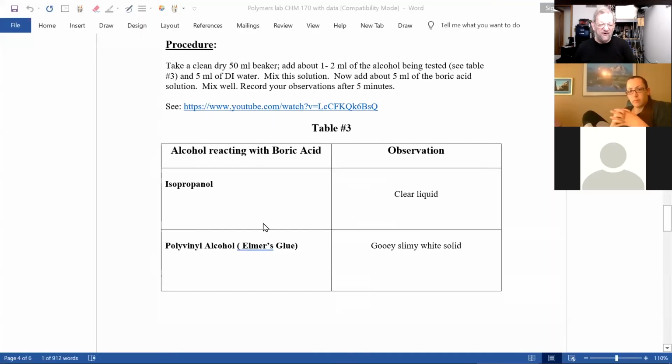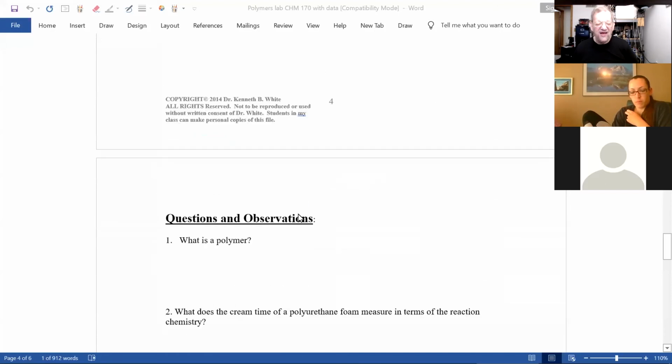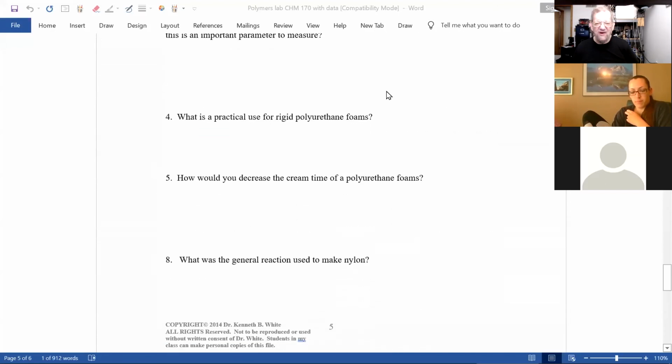And you'd observe, when you reacted the alcohol with boric acid, for isopropanol you get a clear liquid, for polyvinyl alcohol, otherwise known as Elmer's glue, you get this gooey, slimy white solid, like you saw if it didn't have food coloring in it. And that's the lab. And here are the questions.